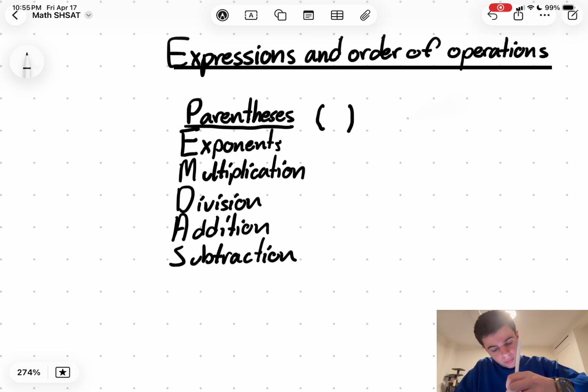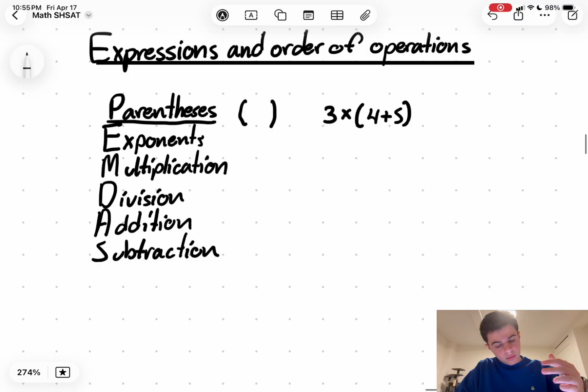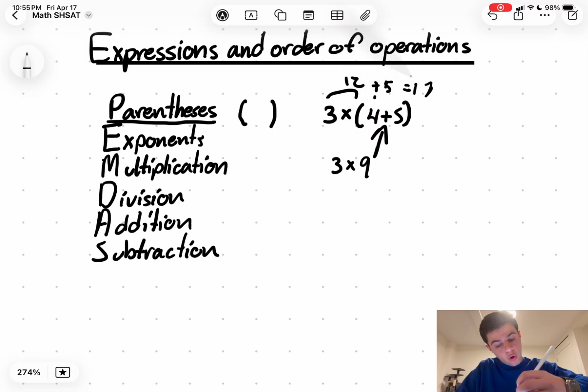So for example, if we have 3 times (4 plus 5), first we're going to add these two to get 9, and then we're going to multiply by 3. We're not just going to go from left to right and multiply 3 by 4 to get 12 plus 5 is 17. That is wrong. First, you add the part in the parentheses. You do the thing that is inside of the parentheses, and then you go outside.